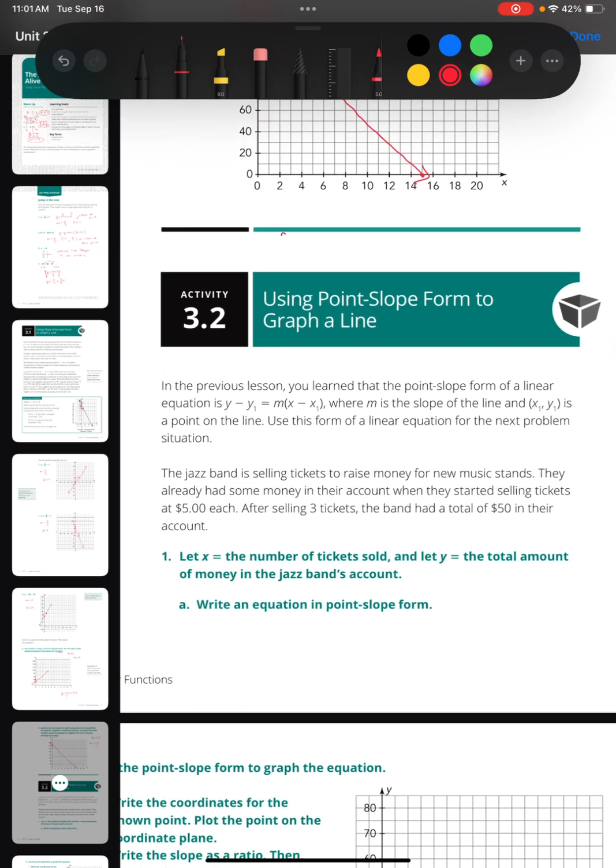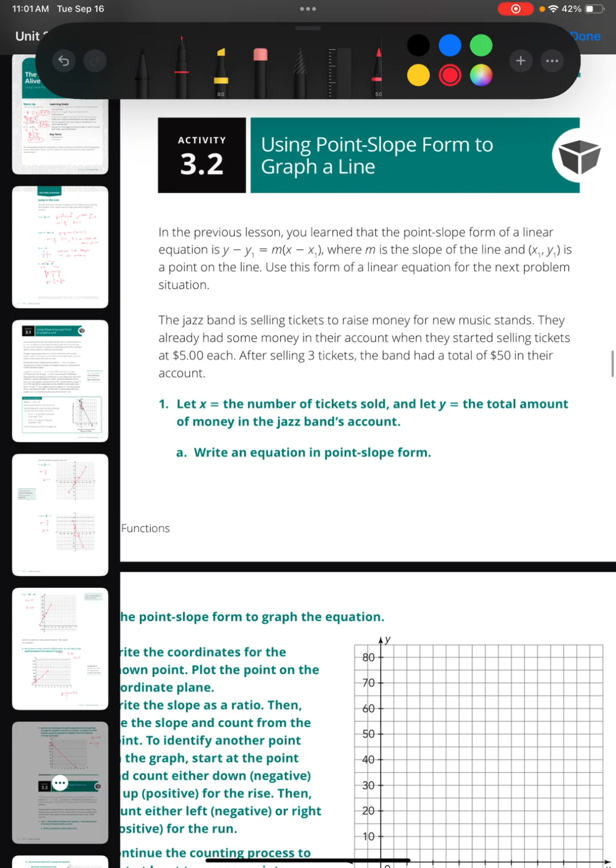All right, so now we're going to move on to graphing from point slope form. So the only difference here is where we're starting. We're starting at a point instead of starting at a y-intercept. So basically just changing the point we're starting. As I said in the previous lesson, we learned point slope form as y minus y1 equals our slope, m, times parentheses x minus x1, where m is your slope and (x1, y1) is a point on the line.